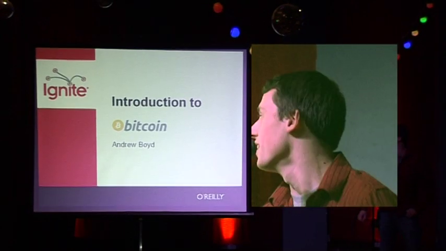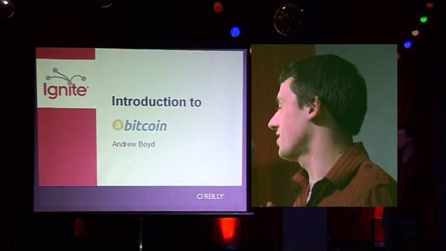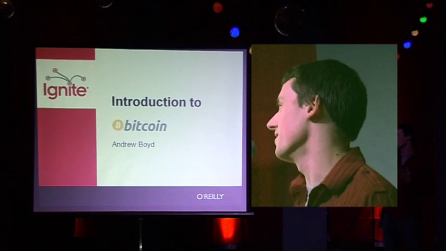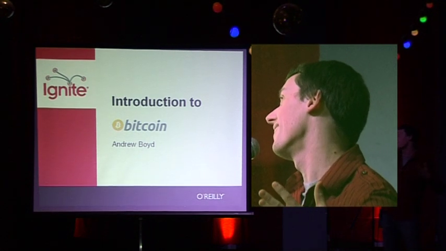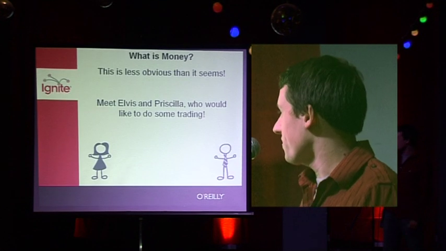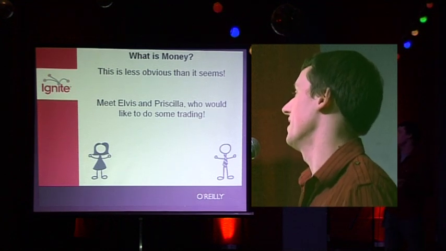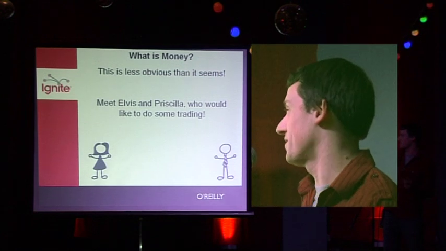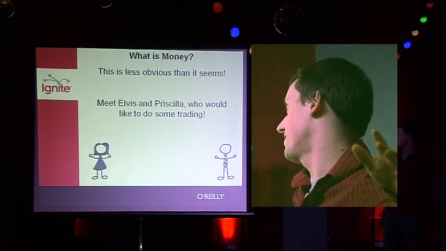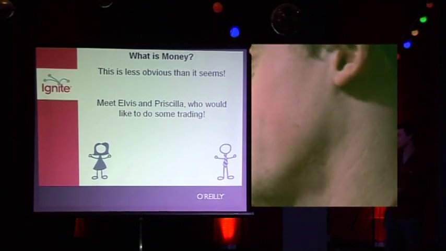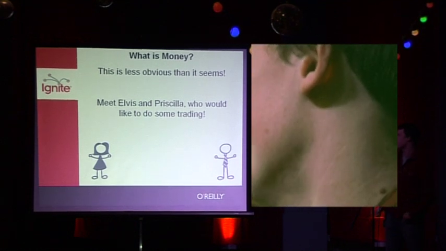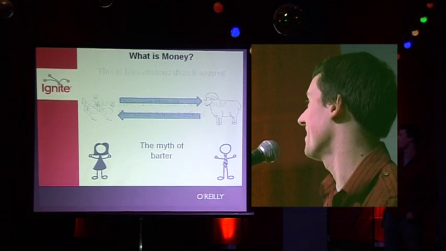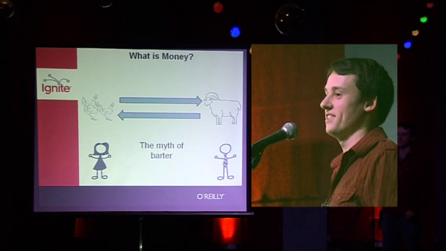So here goes. I'll start by trying to introduce what is money, because when it comes down to it, it's kind of a non-trivial question, really. People take money for granted. So I'm going to introduce these two characters, Elvis and Priscilla, who have their arms permanently stuck in the air and want to trade some stuff. So the two peasant farmers there want to trade some sheep for some chickens.